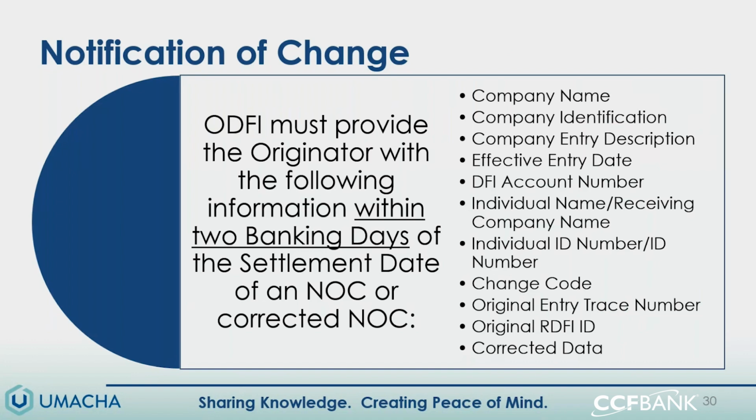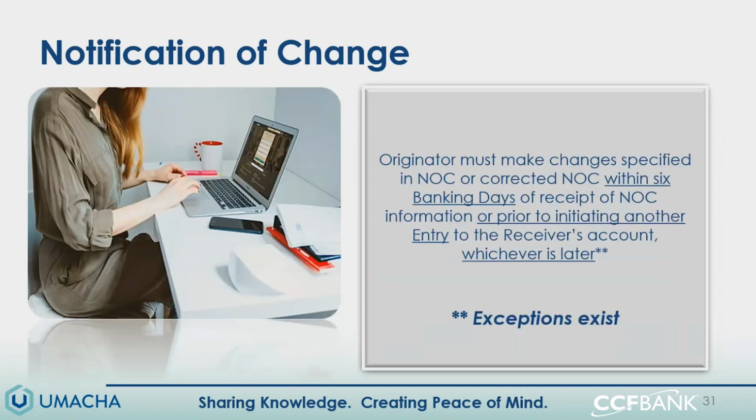So this is the information that you're going to receive from CCF Bank to say, hey, you had a notification of change. Here is all of this information for you to identify the entry or the receiver and then make the changes. All right, you as an originator, you have a time period here. The time clock starts. Once you receive that notification entry, you need to make those changes within 6 banking days of receiving that information, or prior to initiating another entry, whichever is later.